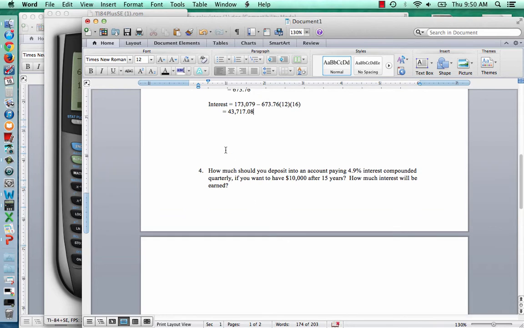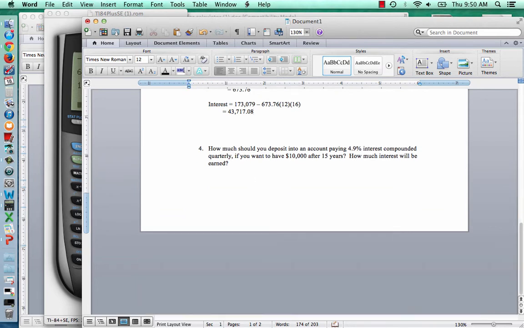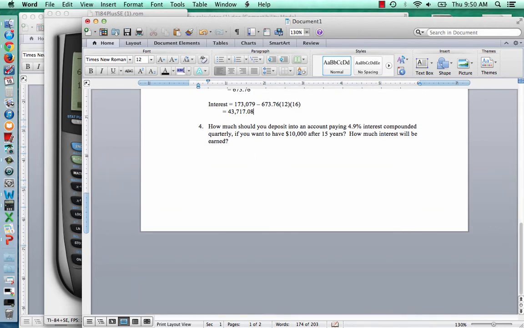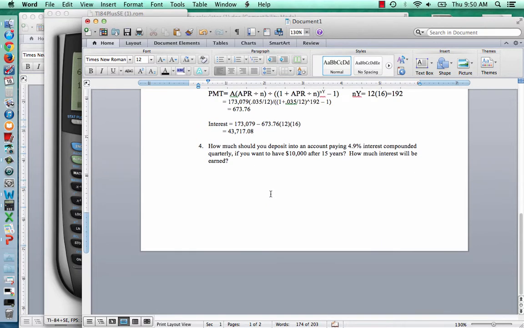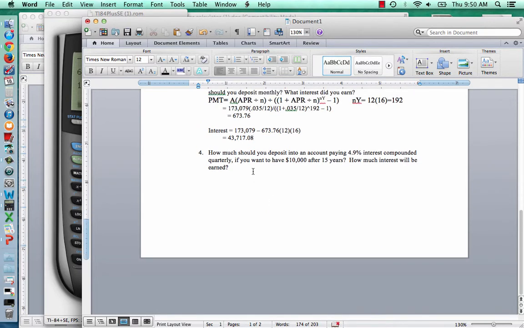All right, let's do the last one here. The last one says, how much should you deposit into an account paying 4.9% interest compounded quarterly if you want to have $10,000 after 15 years? So this is the example I was kind of saying before. If you know you want to make a down payment on a house in a certain period of time, here's what you have to figure out. So once again, we're going to use the same payment formula, because we know what we're saving for. We want to figure out how much we have to save to get that amount.